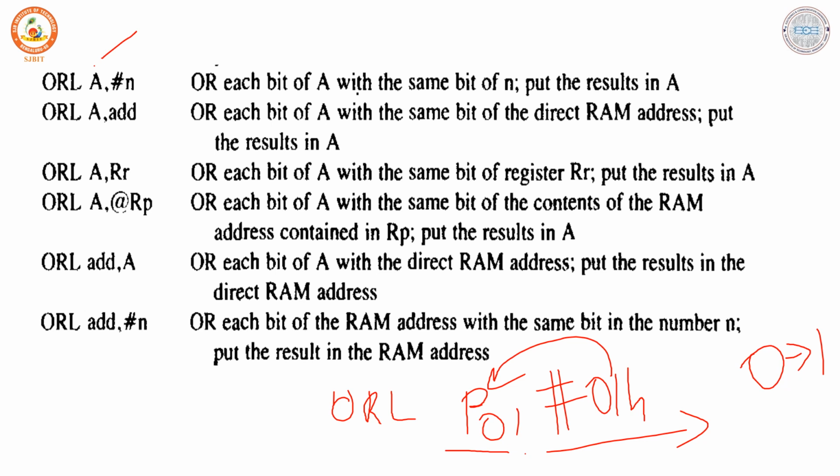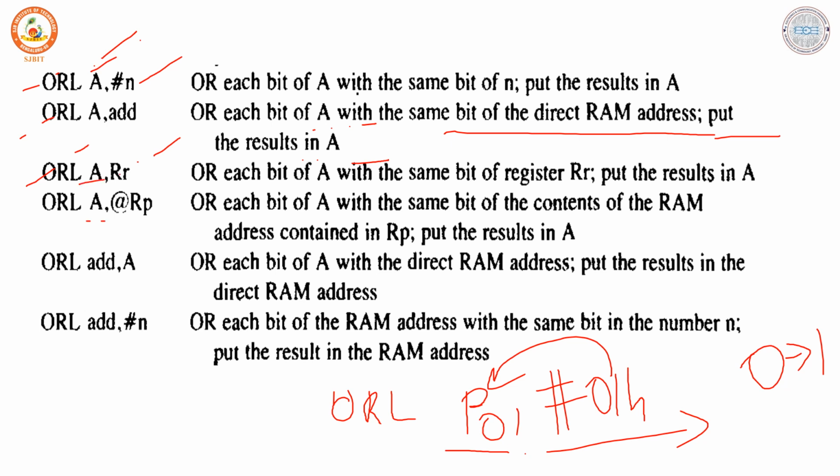And some examples of OR instructions are mentioned here. ORL is the command which logically ORs the content of the accumulator with the immediate value and stores the result in the accumulator. Similarly, we have ORL A comma address. Here we are ORing each bit of the accumulator with the same bit of the direct RAM address and storing the result in the accumulator. ORL A comma R. Here we are ORing the content of the accumulator with the same bits of register R and storing the result in the accumulator.